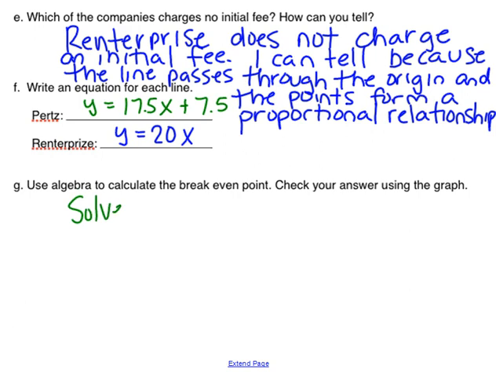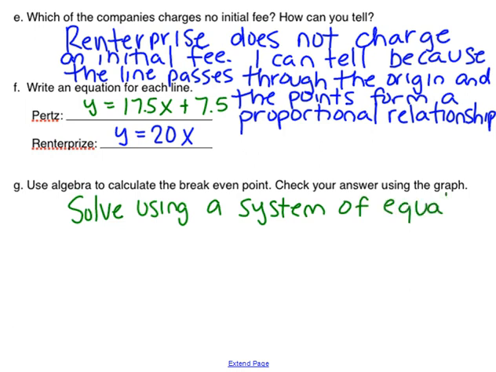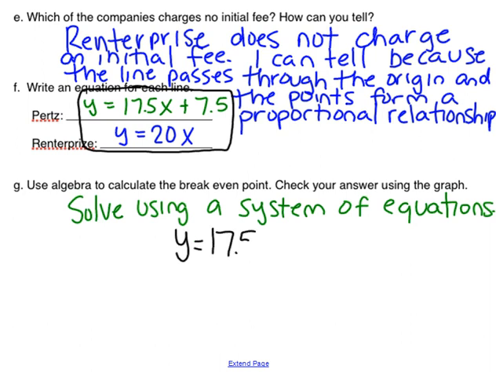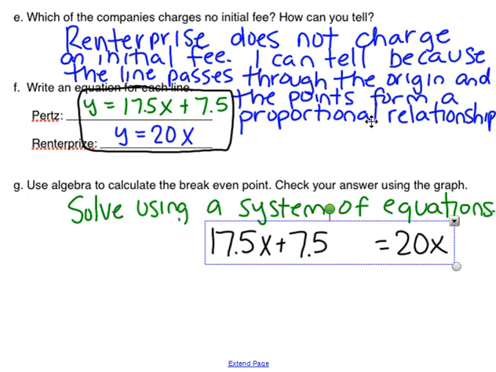So, right now, solve using a system of equations. And we already have our system up above, so now we just need to solve these equations right here. Okay, to do that, if y equals 17.5x plus 7.5 and y equals 20x, then I can just say that 17.5x plus 7.5 equals 20x. And now I have this equation to solve.